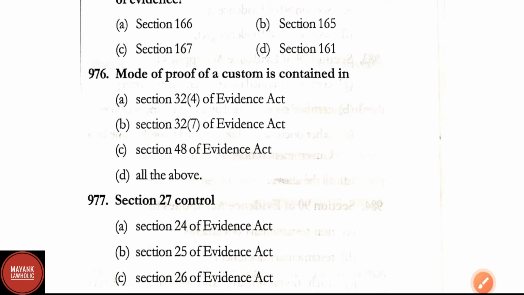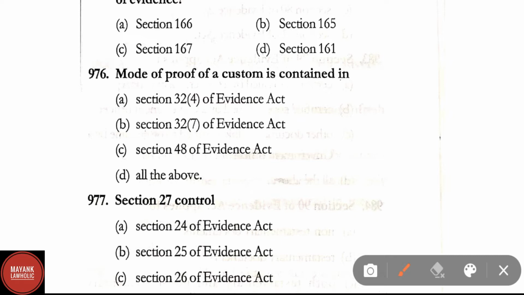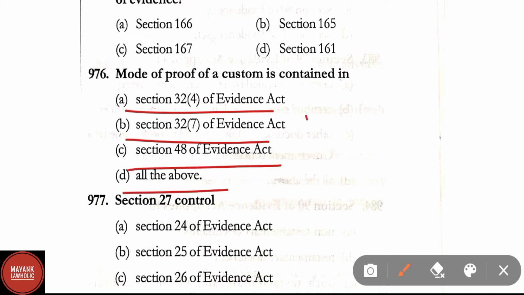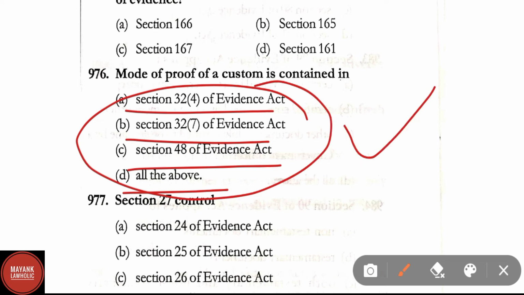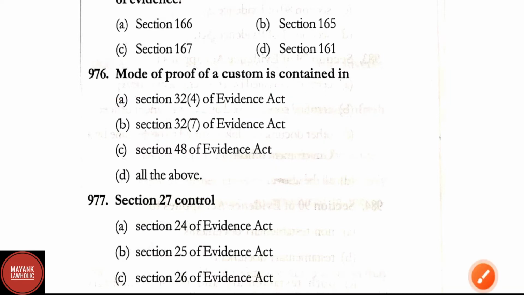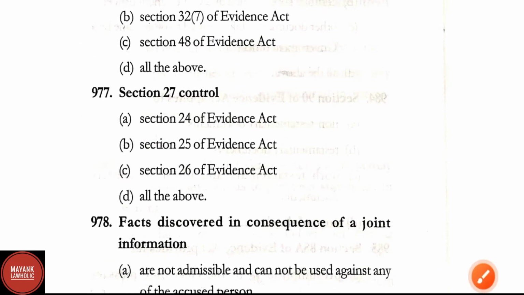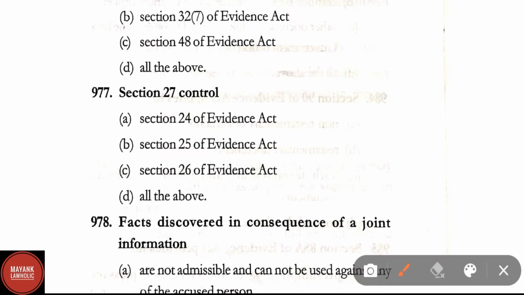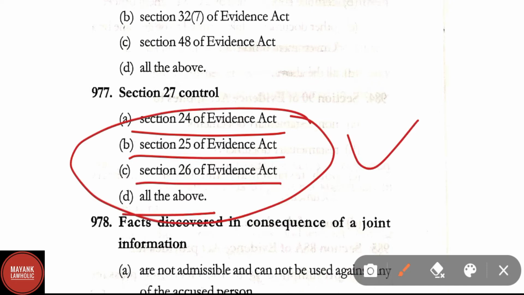Question number 976. Mode of proof of a custom is contained in section 32 clause 4 of the Evidence Act, section 32 clause 7 of the Evidence Act, section 48 of the Evidence Act, all of the above. Here the correct answer is option D, that is all of the above. Section 32 clause 4, section 32 clause 7 and section 48 of the Evidence Act, mode of proof of a custom is contained. Question number 977. Section 27 controls section 24 of the Evidence Act, section 25 of the Evidence Act and section 26 of the Evidence Act. Here option D is the correct answer.